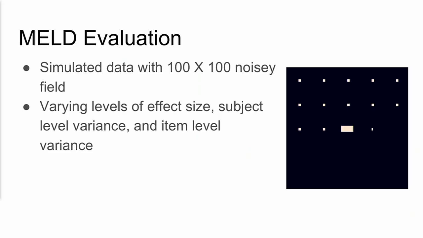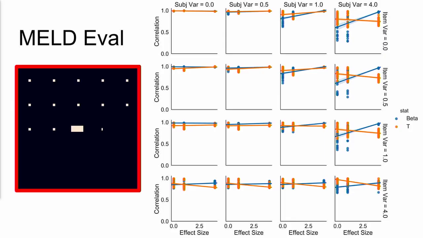And so to evaluate this, we just did some simple proof of concept evaluation simulations. This data is a 100 by 100 noisy field with signal added to these little blips around. So you've got a distributed pattern of signal, and we're testing this on a whole bunch of different levels of effect size, subject level variance, and item level variance. And I'm just going to show the correlation between the results that you get out of LME4 and the results that you get out of MELD to try to convince you that MELD is producing a reasonable approximation of the results from LME4 in a much shorter amount of time.